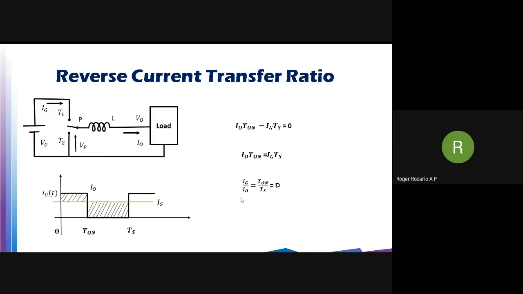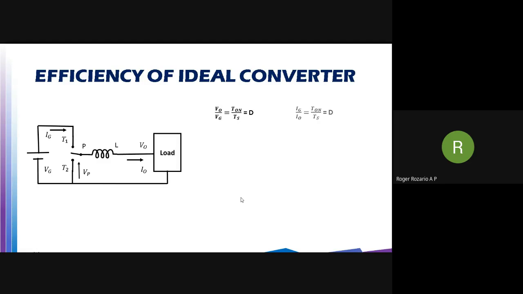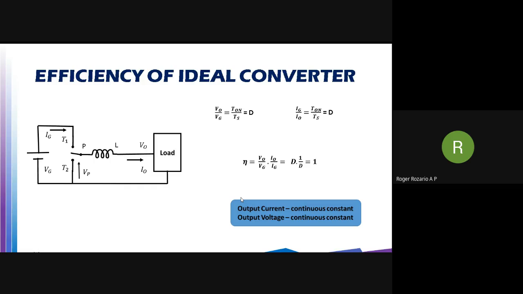So next we evaluated the efficiency of an ideal converter. V0 by Vg, we know it is D, and we calculated Ig by I0, which is also D. So if you invert Ig by I0 to I0 by Ig, it will be 1 by D. So D into 1 by D, the efficiency of an ideal converter was 1. And from this we can understand the output current is continuous and constant and the output voltage is also continuous and constant. There was no ripple present in the output current and the output voltage in an ideal converter.